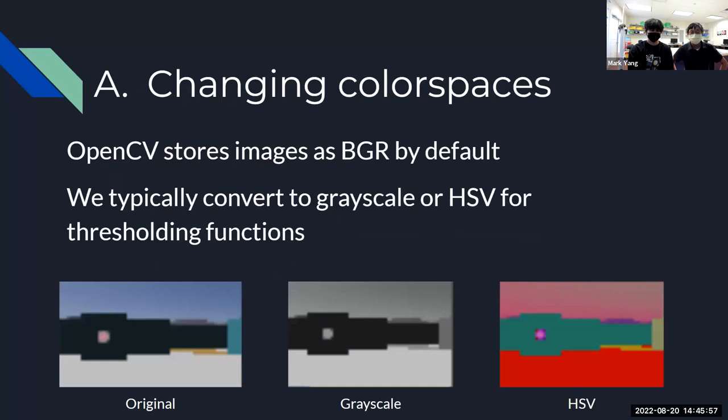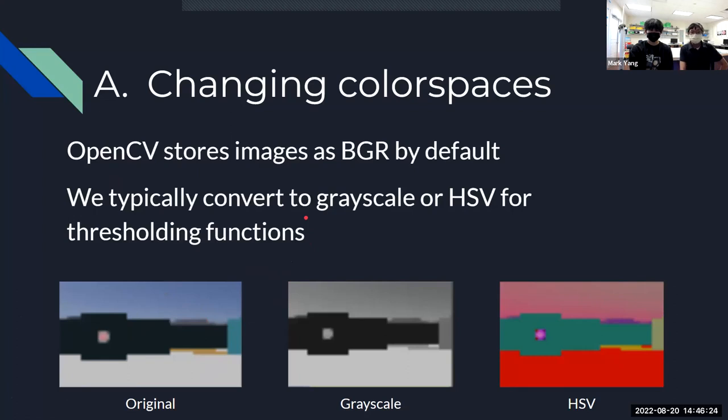So the first step to do is change the color space. OpenCV stores the images as BGR by default. It's also known as the RGB color space. So it stands for red, green, and blue. And the combination of the red, green, and blue intensities creates all the colors. So you can see on the left here, our original image, that's the RGB image.